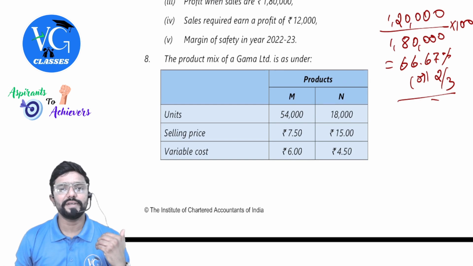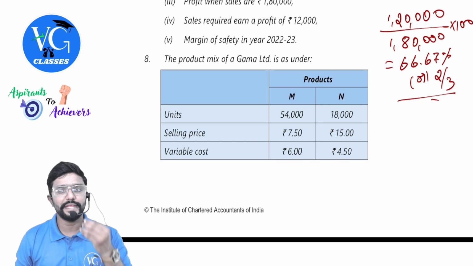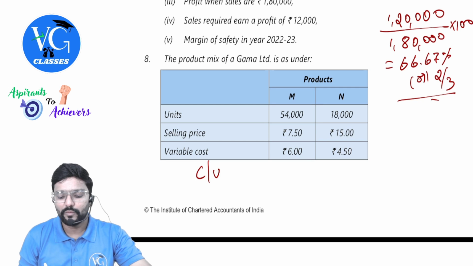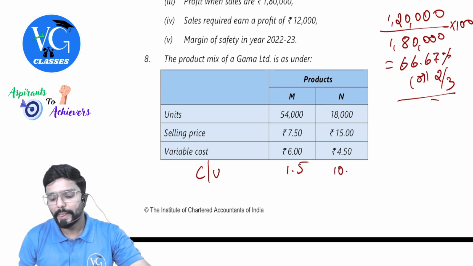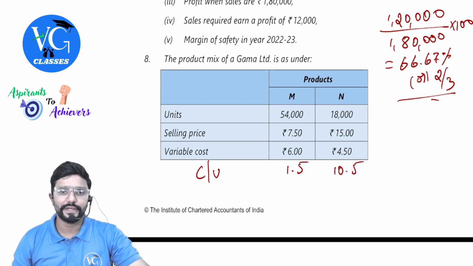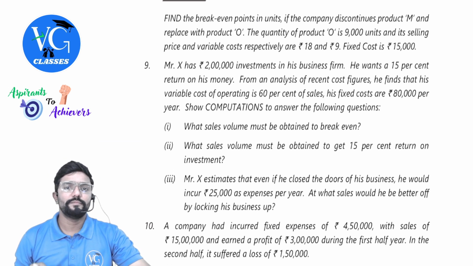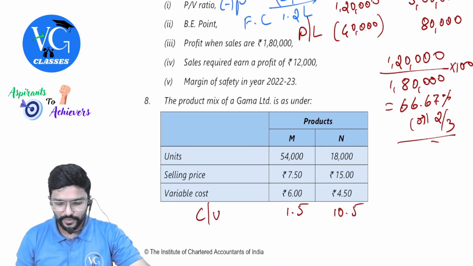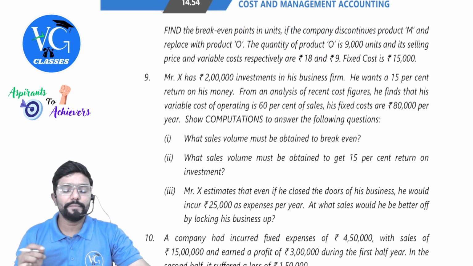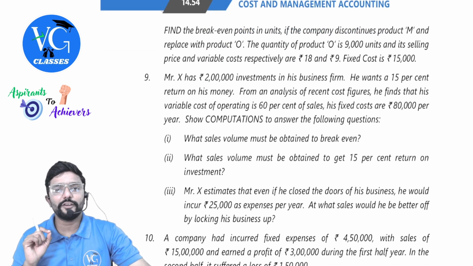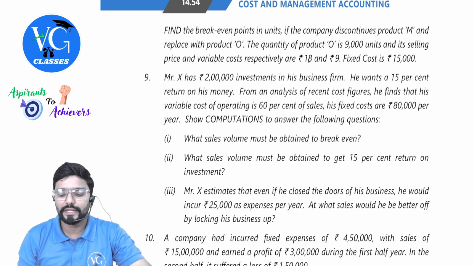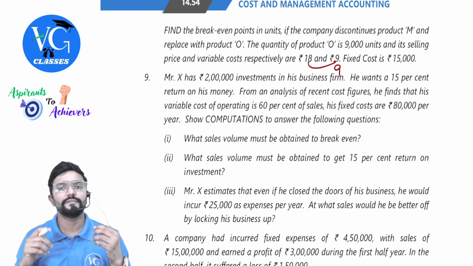The product mix of Gamma Limited is as under: units 54,000, 18,000, selling price 7.5, 15, variable cost 6 and 4.5. Guys, here itself you can calculate contribution per unit, 1.5 and 10.5. Find the break-even points in units if the company discontinues product M. Product M they are discontinuing and replacing with product O. The quantity of product O is 9,000 units, and its selling price and variable cost respectively is 8 and 9. Contribution is 9. Fixed cost is 15,000.